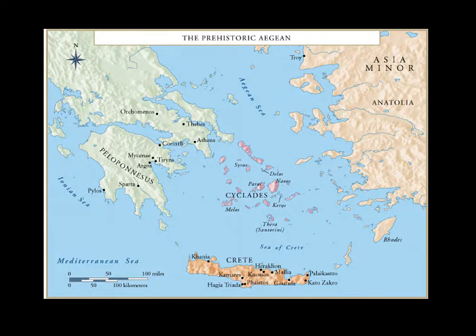So prehistoric Aegean is basically the Greek Bronze Age, and you can see on the map here that Greece is divided geographically into three main regions: the mainland part, which is the light green on the left, the Cycladic Islands, which is the group of islands in the middle there, and then the island of Crete, which is in the south.